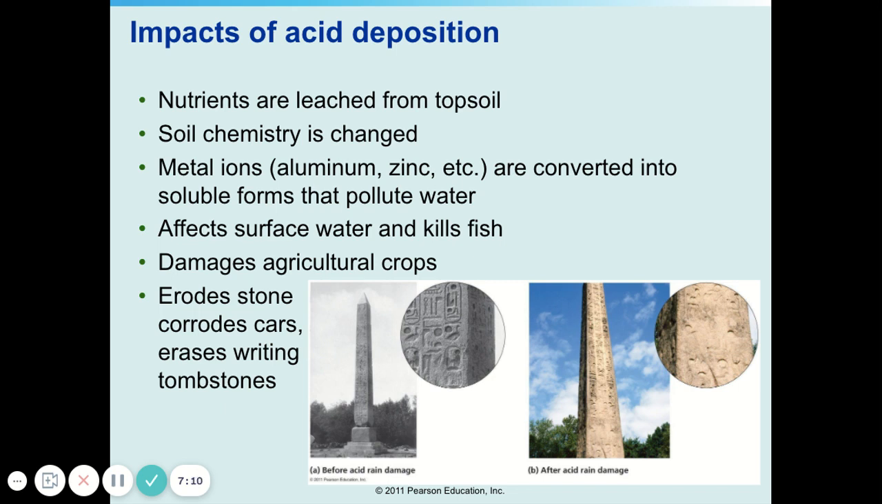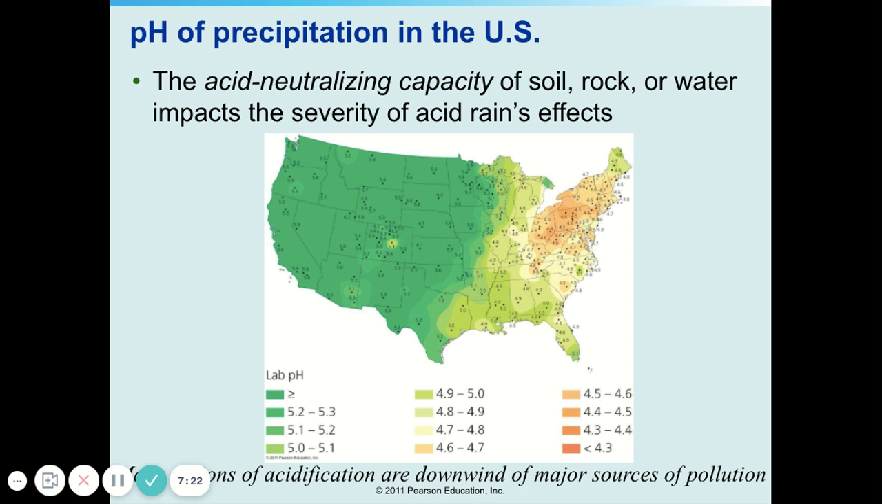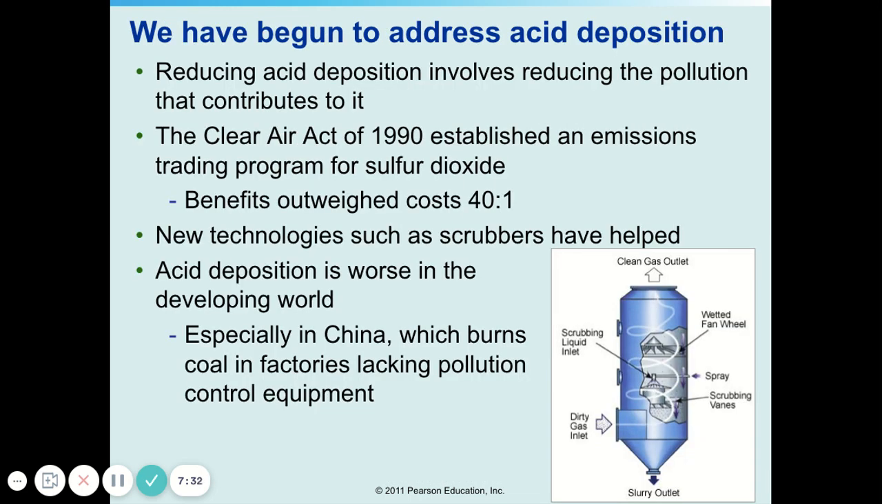Acid deposition can impact nutrients in our topsoil, washing them out. It can pollute our water, kill aquatic organisms, damage our crops, and erode stone features. This quick overview shows you where acid rain is most likely to fall in our country. The Clean Air Act helps to regulate SOx emissions, and new scrubbers have helped with the problem, but it's still a major concern in developing nations such as China.